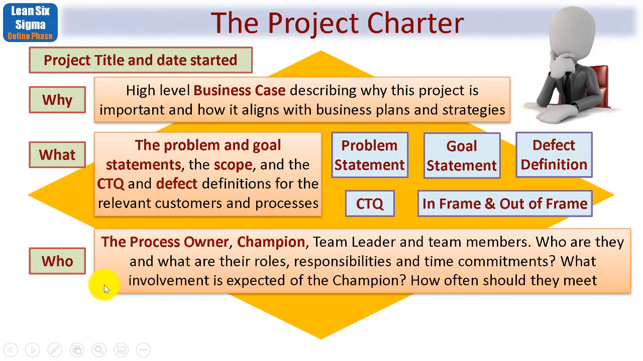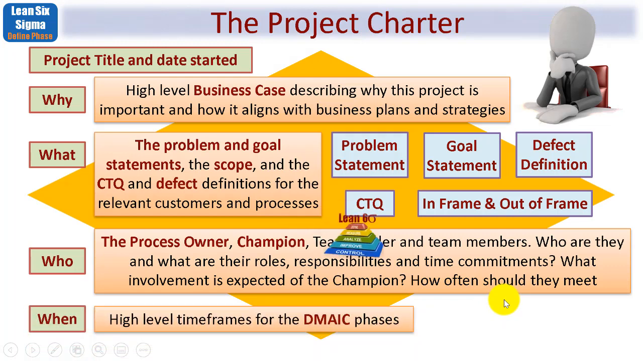Then we come to the who. This will refer to the process owner, the champion, team leader and team members. The charter should state who they are and what their roles, responsibilities, and how much time commitment we need from each. For example, what involvement is expected of the project champion, and how often should they meet. Bringing us to the when. And this will be the high-level timeframes for the DMAIC phases.